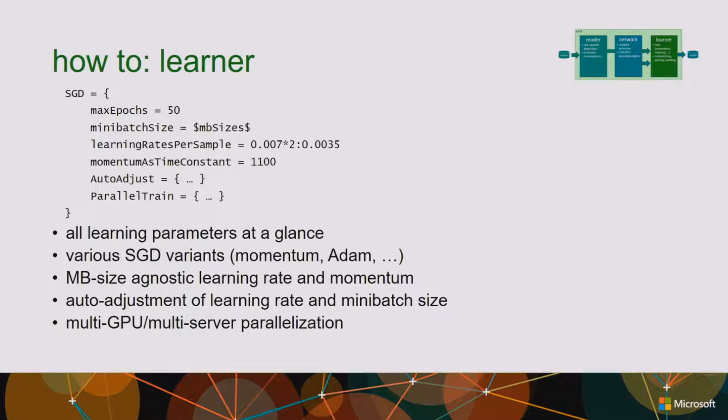Okay, so last thing, the learner configuration. You specify the mini-batch size and the learning rates and everything. The important thing is that everything is here at one glance. If you look at some of the other toolkits, it's sometimes kind of scattered throughout your code, and here it's all in one place and easy to see.